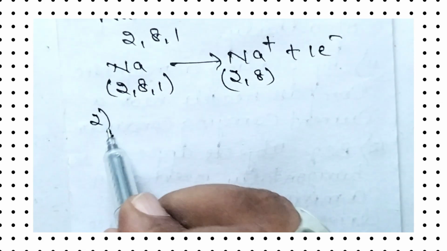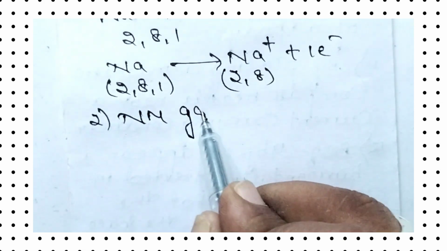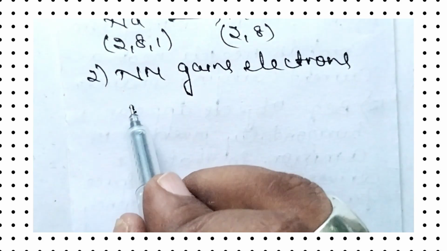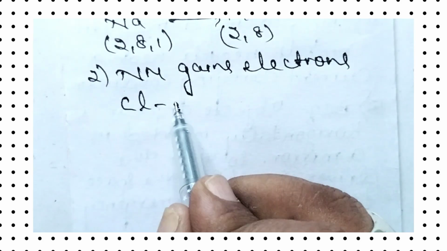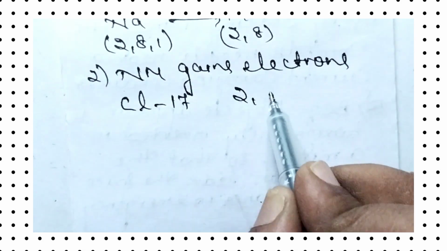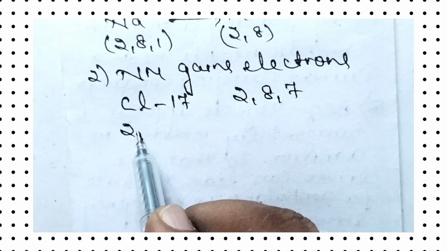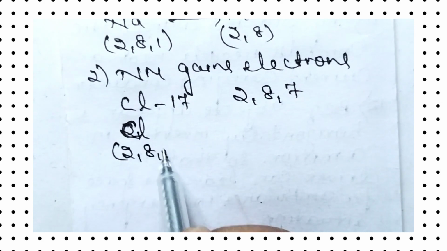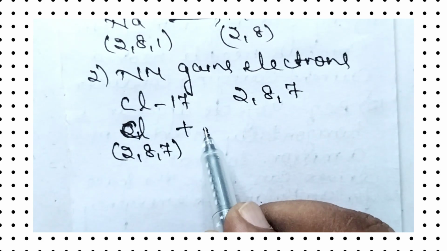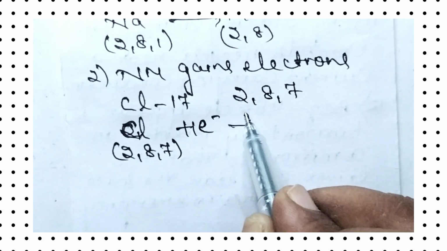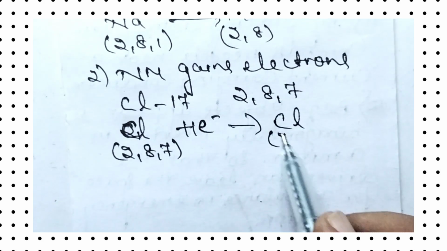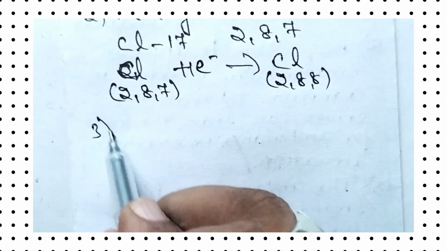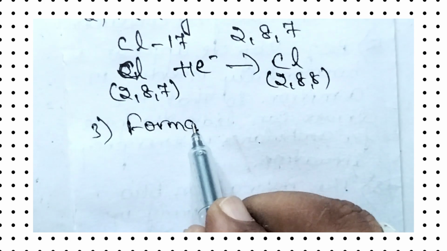Then the second step is non-metal gains electrons. So which is the non-metal? Chlorine, having atomic number 17, configuration 2,8,7. Chlorine atom has configuration 2,8,7. So by gaining one electron it will become a chloride ion, 2,8,8. It will become a chloride ion. Then the third step is formation of sodium chloride.